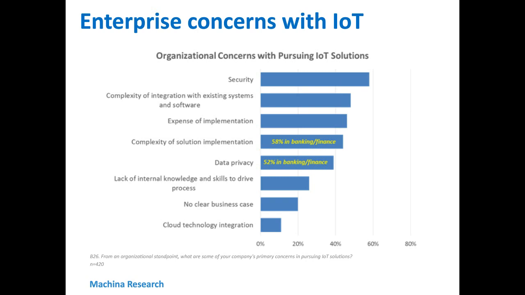So in this particular survey, when we ask enterprises about their ongoing concerns about pursuing IoT solutions, it's probably no surprise to the audience that the number 1 answer that comes up is security. Nearly 60% of respondents noted security is one of their topmost concerns. But I also like to highlight the second ranking concern, which is the complexity of the IoT implementation process.